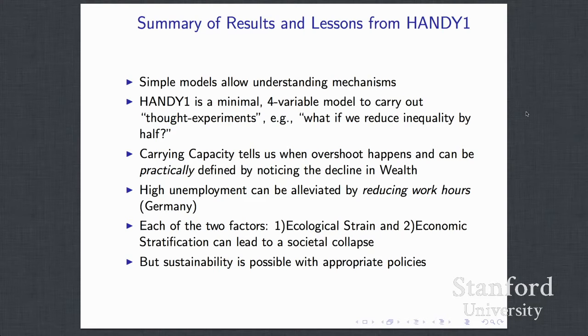And each of the two factors of ecological strain, this is what Handy got: depletion of natural resources, and economic stratification, which is the level of inequality, kappa. Each of them can separately send the system into a collapse. And sometimes we do both of them, then it's going to be even worse. However, in other cases, we show that sustainability is definitely possible, but we need to have the right policies and right decisions.